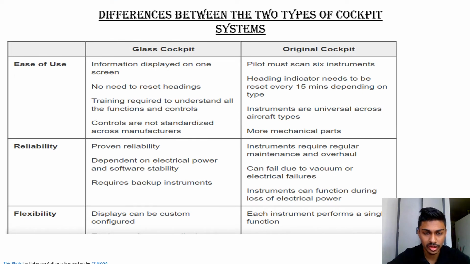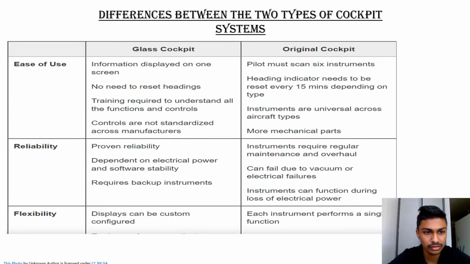I'm going to talk about the difference between two types of cockpit system, which are the glass cockpit and the original cockpit. So ease of use for the glass cockpit: information is displayed on screen, no need to reset the heading, and training is required to understand all the functions and controls, and controls are not standardized across manufacturers.